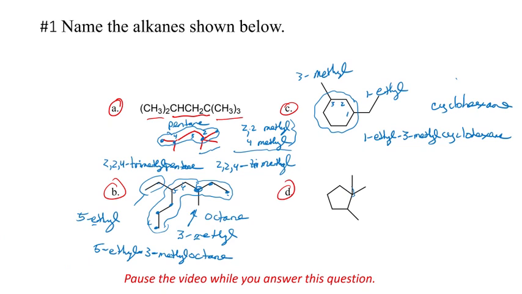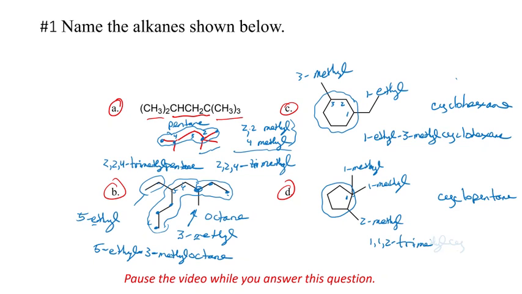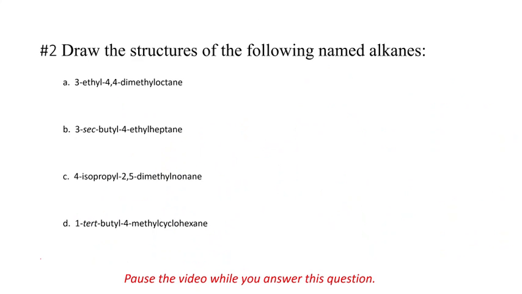D. We have another ring. This time it's a cyclopentane. Okay, our substituents are a 1-methyl, another 1-methyl, and a 2-methyl. So here again, we're going to do 1,1,2-trimethylcyclopentane. Just like that. Number 2, draw the structures of the following named alkanes. Pause the video, give it a try, and come back. I'll be waiting for you.